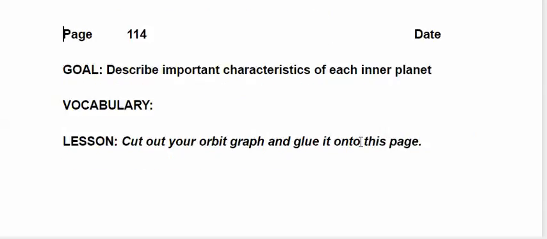Next page, page 114. Write the goal. There is no vocabulary here. Activity 4 had a graph, a bar graph that you drew. Please cut out just the bar graph with the labels and put that on this page.